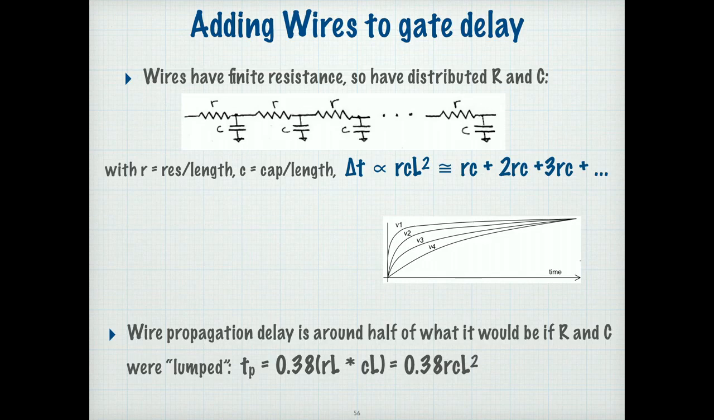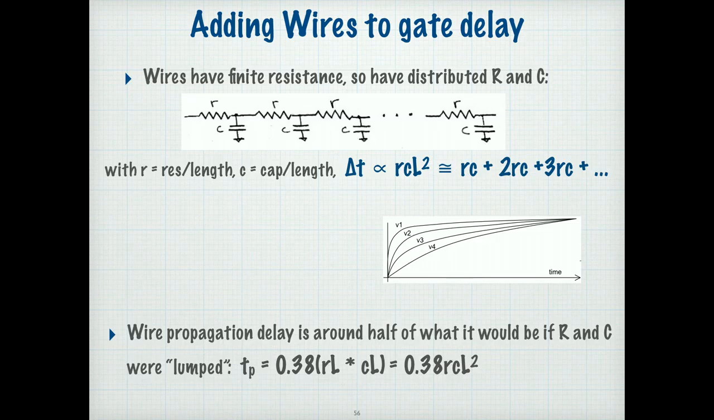If we want to look at what the actual number is, I've shown it down here. The delay is around half of what it would be if the R and the C were lumped together. So if we put all the resistance at one side and all the capacitance at another side, then we'd have an RC constant associated with that. But that would be inaccurate because it's actually distributed, right? And so instead of being a normal RC, it's about half of a normal RC, because it's all spread out. And in fact, it's not exactly half. It's 0.38 that turns out to be the number if you actually solve the equations.